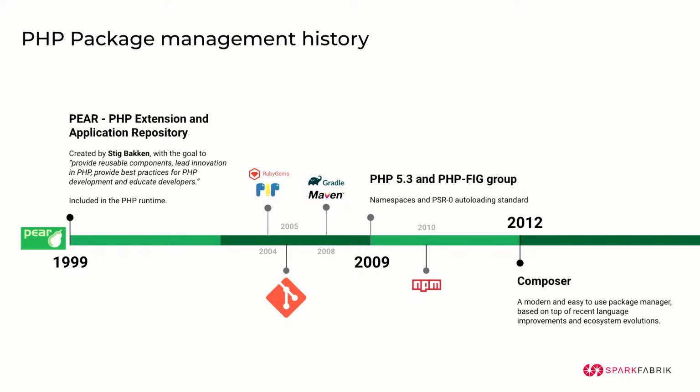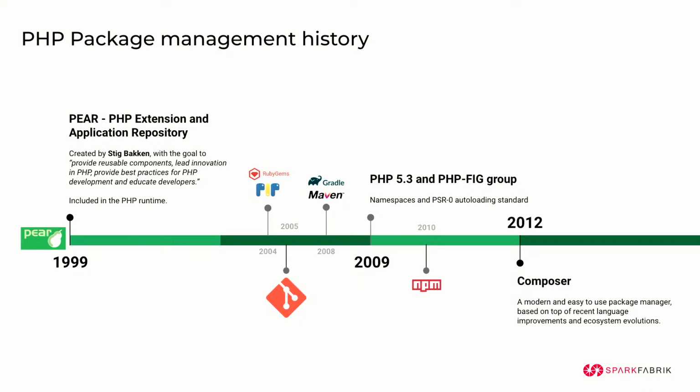And then in 2009, two big milestones happened to the PHP ecosystem: the introduction of namespaces in PHP 5.3 and the creation of the first autoloading standard, PSR-0, from the PHP-FIG group, which is, or was, I don't really understand now. This was a group specifically created to set the interoperability standards between the frameworks. And thanks to these two big innovations, a new and modern package manager was created. It was Composer, of course.